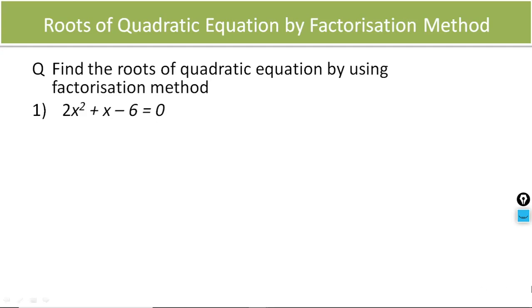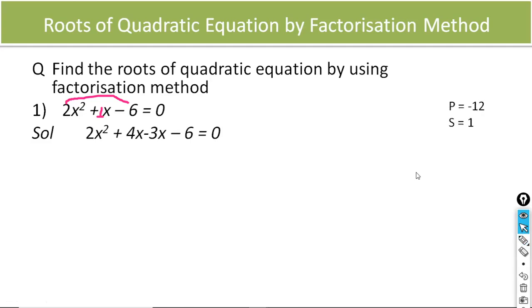Now students, the very first step is to identify the product and sum of the numbers. For this, we first multiply the coefficient of x² with the constant term. So 2 into −6 we get −12. So the product of our numbers will be −12, and the sum is always the coefficient of x, which is 1 here. So the first step is complete, where we identify the product and sum. Here the product is −12 and the sum is 1.